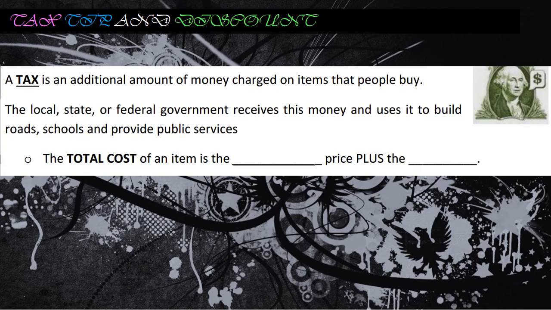And so when we deal with tax now, tax is an additional amount of money that people are charged when they buy a product. This money is used by our government to do things like build roads, schools, and other public services. So we can figure out the total cost. When we're figuring out tax, this is going to be our equal sign. So we have the original price plus the tax. So here's the way that this is going to look.